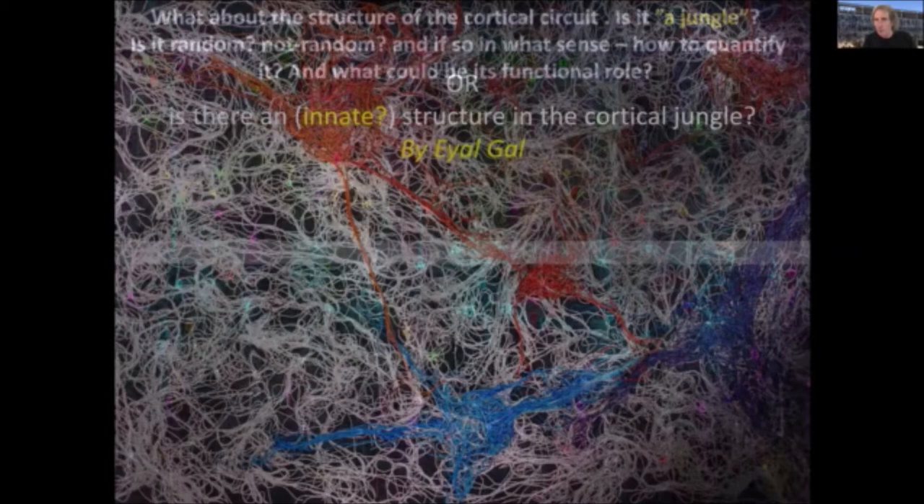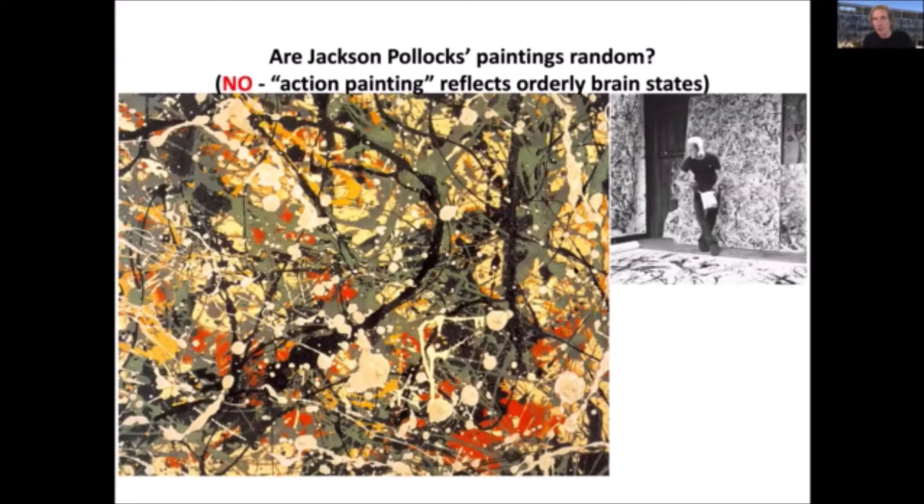I'm sure you know the work of Jackson Pollock. Action painting, as it is called. And this is one of his beautiful and very, very expensive paintings. He did it spontaneously. It looks like a random painting. He threw paint on the canvas again and again and again. Is it random?